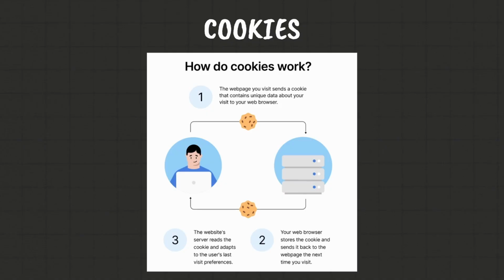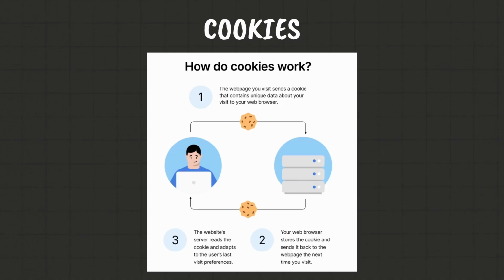Cookies are small text files that websites store on your computer or device when you visit them. They help websites remember information about you and your preferences, like your login details, shopping cart contents, or the pages you have visited. There are different types of cookies. Number one is session cookies. They are temporary and deleted when you close your browser. Second is persistent cookies. They stay on your device until they expire or you delete them.